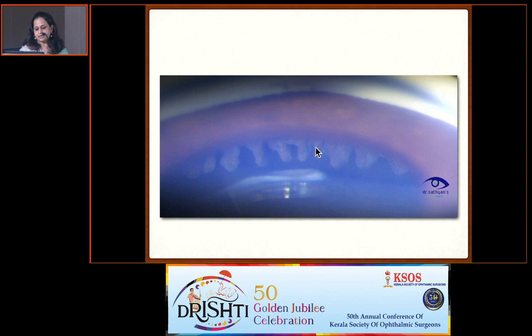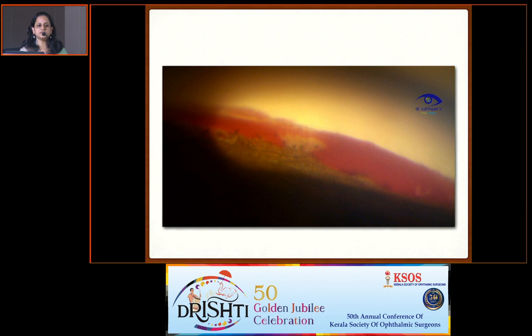This is an example of ciliary processes that you see in the angle while doing the gonioscopy. This can be seen because this is an NVG patient and the pupil is mid-dilated. Now this patient had PDR and he came with a raised IOP. On examination, the slit lamp didn't show any NVI. But on gonioscopy, there was bleeding in the angle. So it's not always that you will get an NVI at the pupillary margin. You always have to see the angle to rule out NVG.